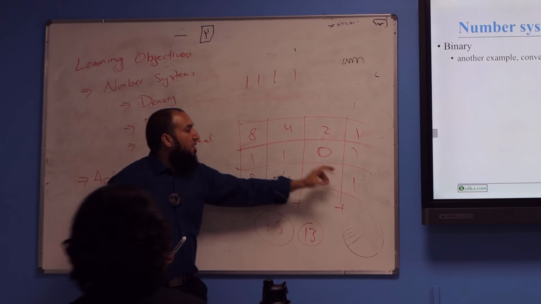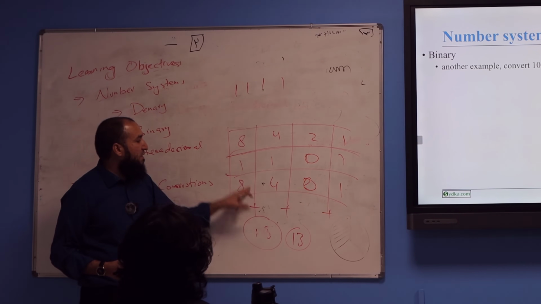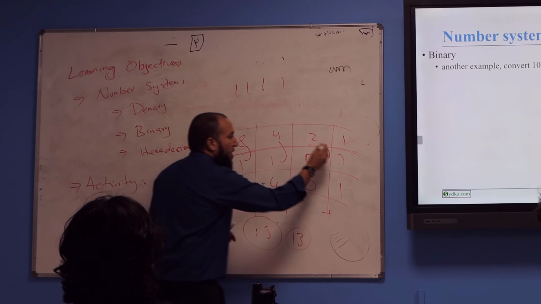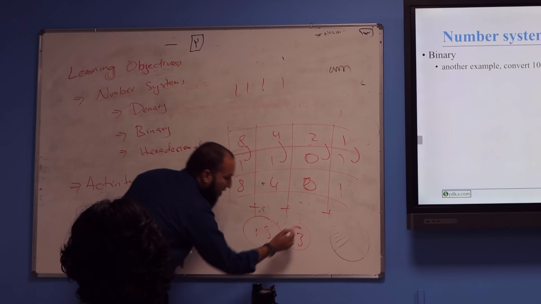This is a binary number, and this is going to give us 1 plus 0 plus 4 plus 8, because we multiply these two together. This with this, this with this, this with this, this with this. Now we add 1 plus 0 plus 4 plus 8, which gives us the number 13.